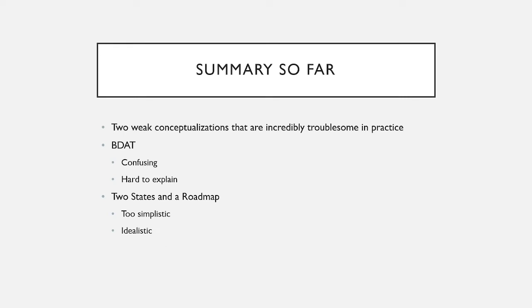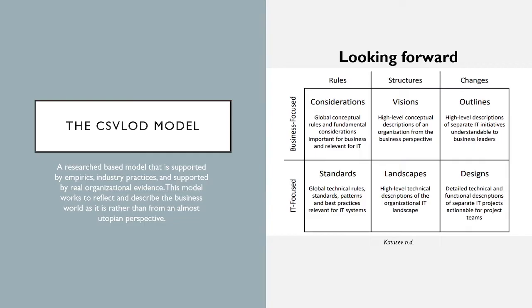And with that out of the way, what have we learned so far? Well, we've learned about two weak conceptualizations that are incredibly troublesome in practice. BDAT, which is confusing and hard to explain. And then two states and a roadmap, which is too simplistic and completely idealistic. And now we can get into the meat and potatoes of this presentation: the CSVLOD model.